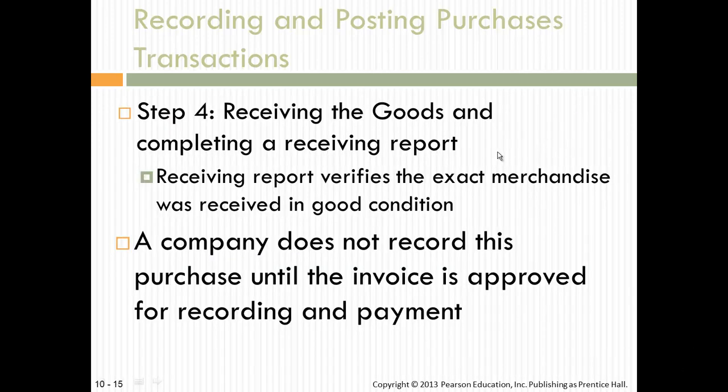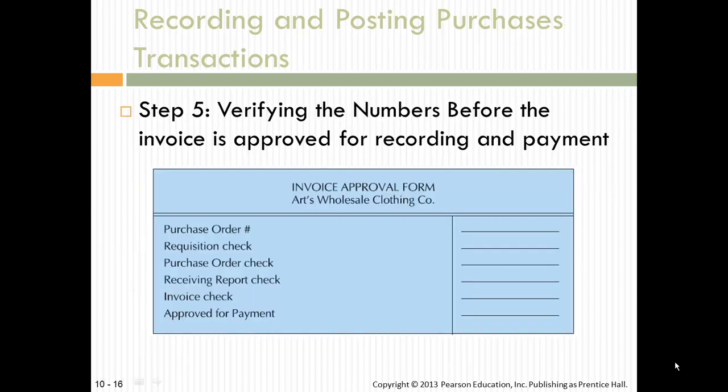And step 4, when you receive the goods and complete the receiving report, a receiving report verifies the exact merchandise was received. Then the company does not record this purchase until the invoice is approved for recording and payment. So if you have a system and you're using a computer system, you may have a purchase requisition that's computerized, and then it's approved and it turns into an electronic purchase order, which is sent to the vendor. And then at the point that the goods are received and the invoice is received, it's all matched, and that's called a voucher package. And then the invoice is paid.